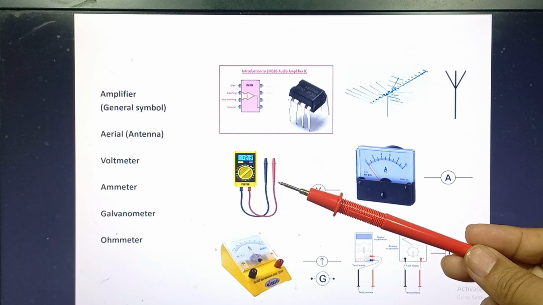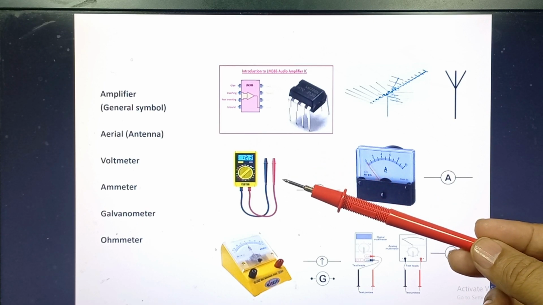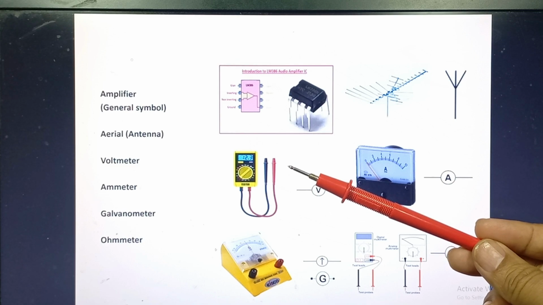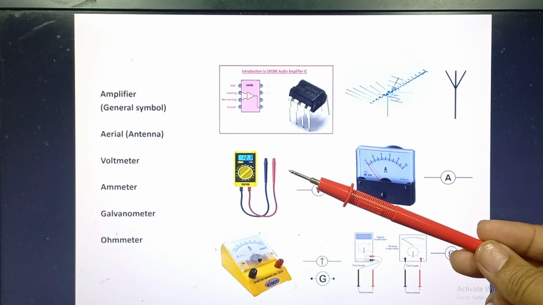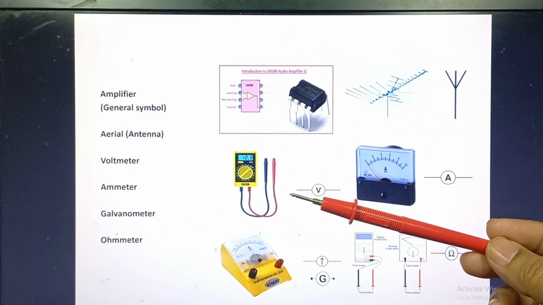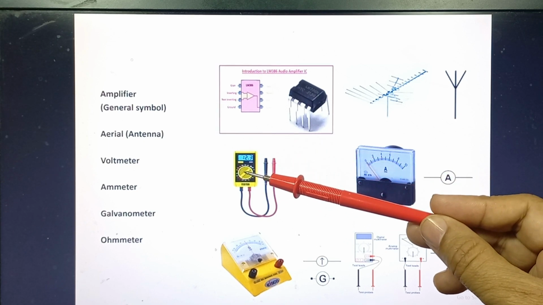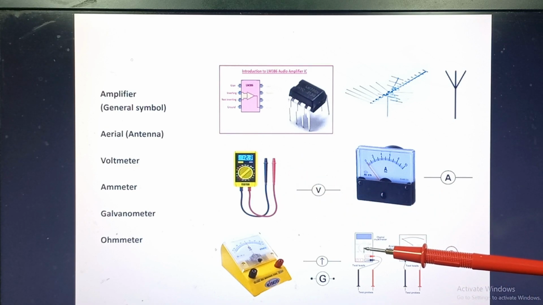Digital meters give an output in numbers, usually on a liquid crystal display. The central knob has lots of positions, and you must choose which one is appropriate for the measurement you want to make. This one is the central knob, like this one. This one is the central knob.